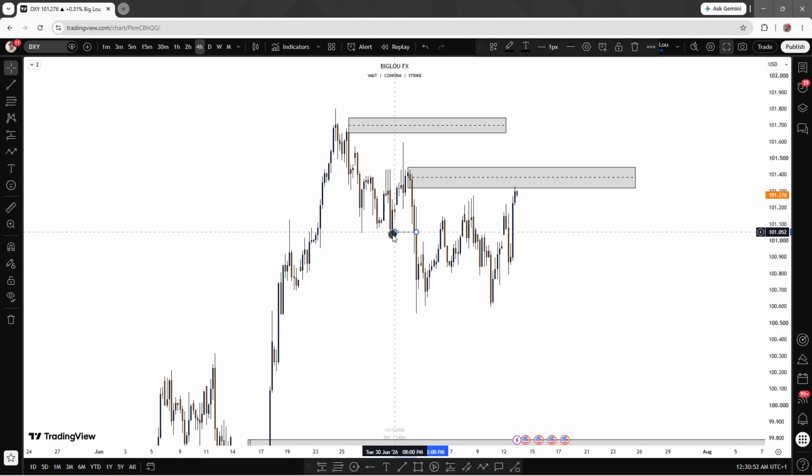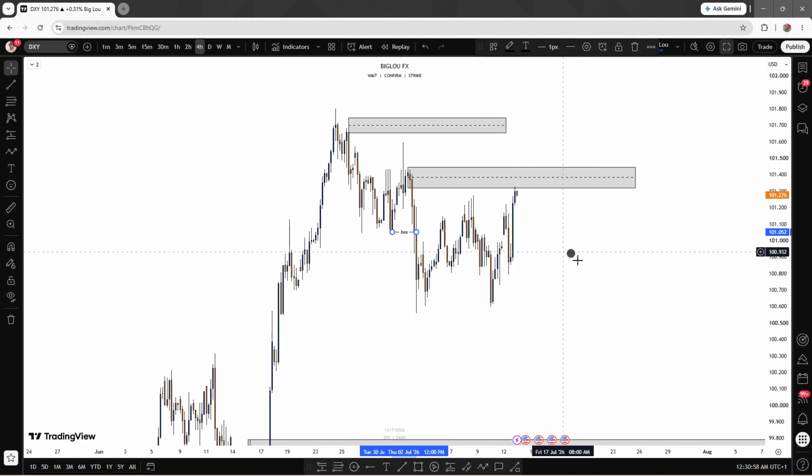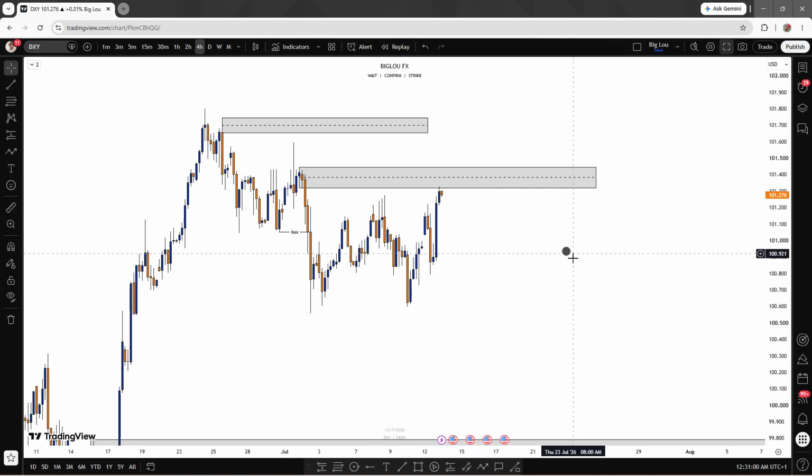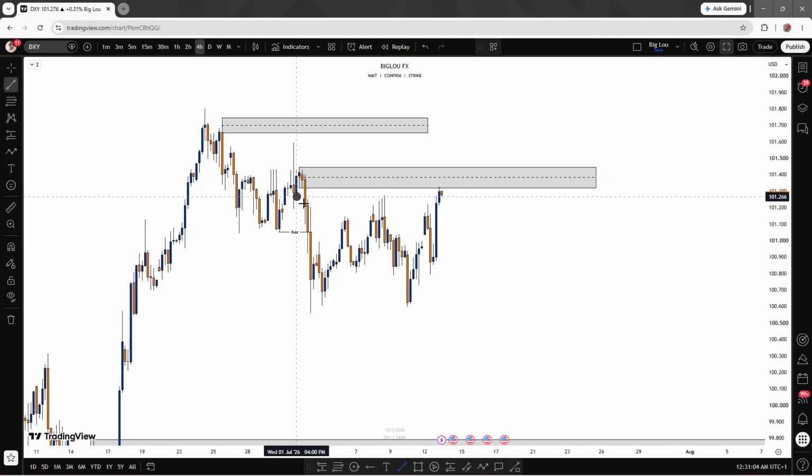There's a break of structure. Now we have a break of structure. We have our inducement, all the way from here to here. All these things are liquidity, so I've held the liquidity.